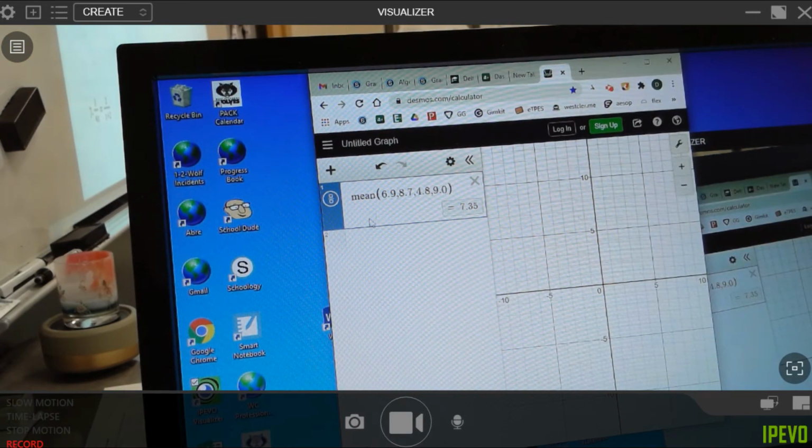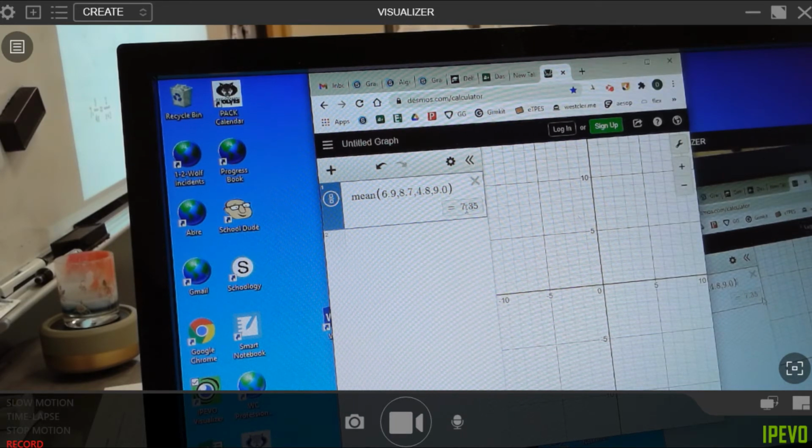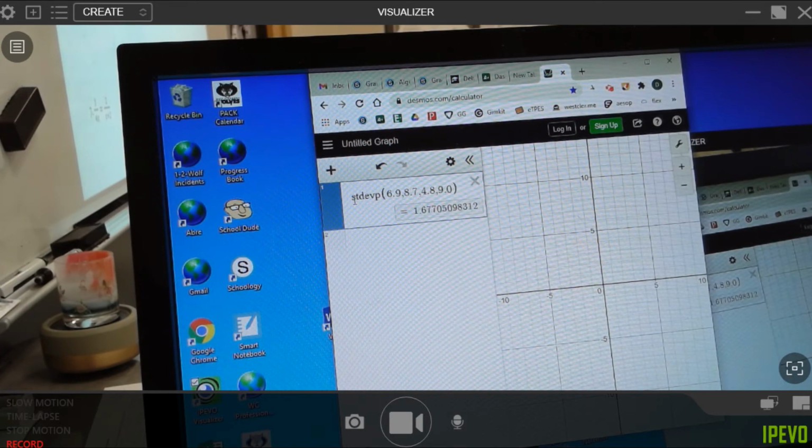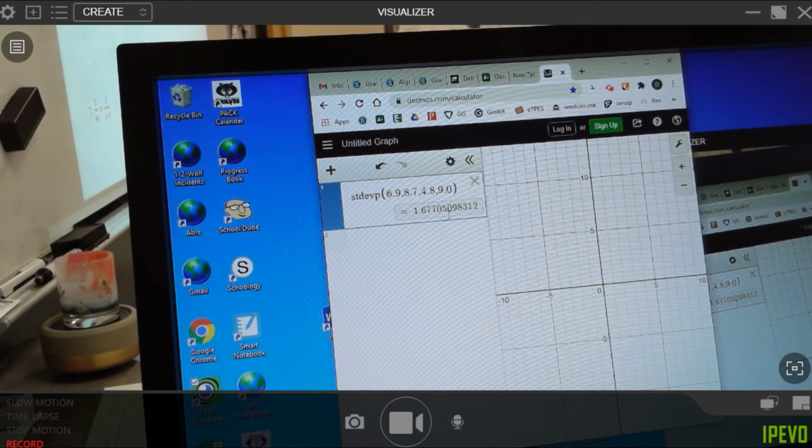So you see how I typed in 6.9, 8.7 right there, 6.9, and it tells me that my answer is 7.35. So that's what I'd put under my answer for a mean. If I want to do standard deviation, I'm going to use the same data values right here, but instead I'm going to put STDEVP. That tells me my standard deviation. So that rounds to like 1.67. So 1.68, I mean. And that's the standard deviation.